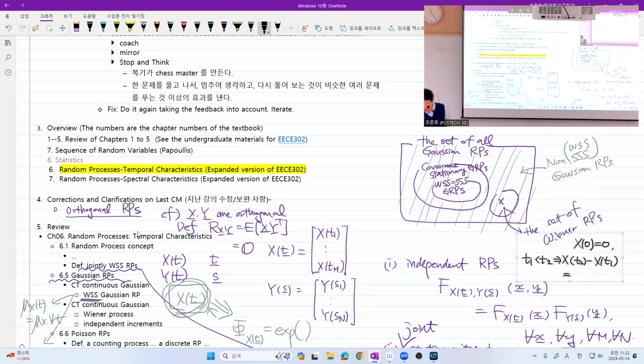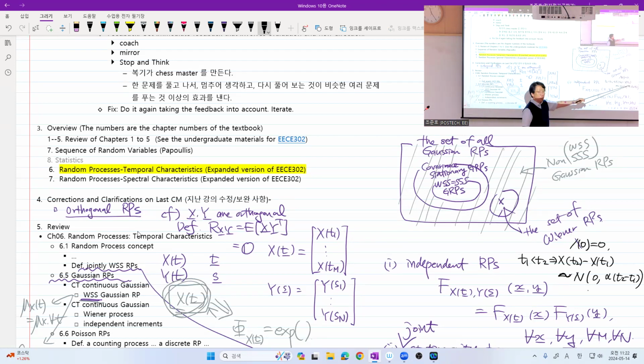And this is called the increment on the interval. And this is what? This is a Gaussian random variable with mean 0 and variance some constant, let me say alpha, times t2 minus t1. So the variance of the random variable x t2 minus x t1 increases if t2 minus t1 increases. And it makes sense because if t2 converges to t1, the variance converges to 0. What does that mean? A Gaussian random variable with 0 variance is a constant, 0. So x of t1 becomes x of t2 in that case, right?